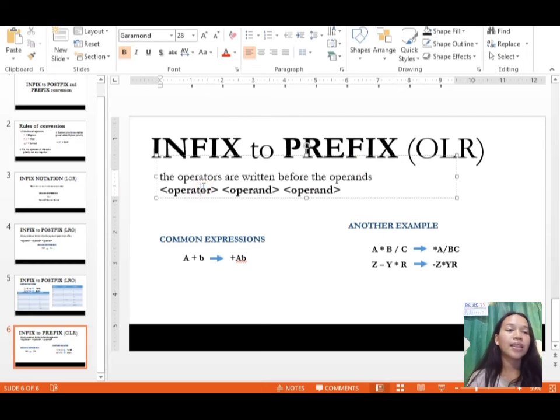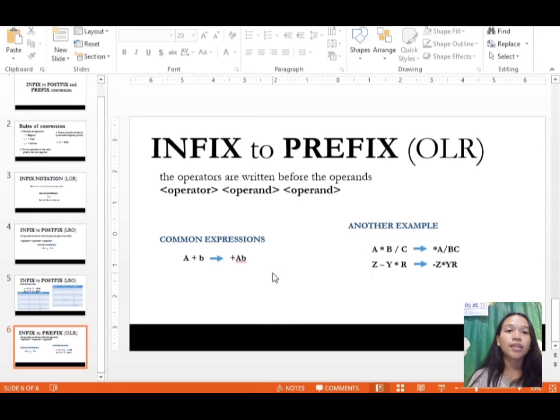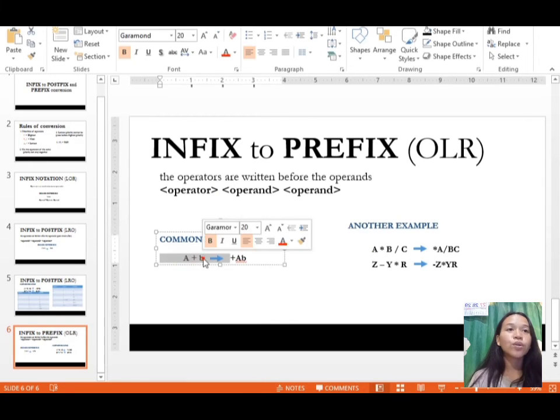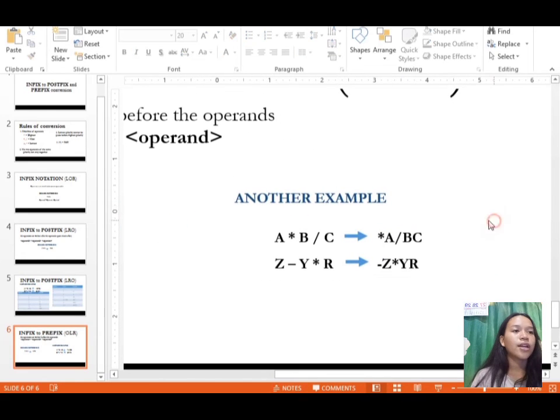Operator, operand, operand. So here we have a common expression from infix to prefix. So as you can see, ang gauna sa atong expression na karon is the operator, followed by the two operands, the letters A and B. So to further analyze the prefix conversion, let us have another example.